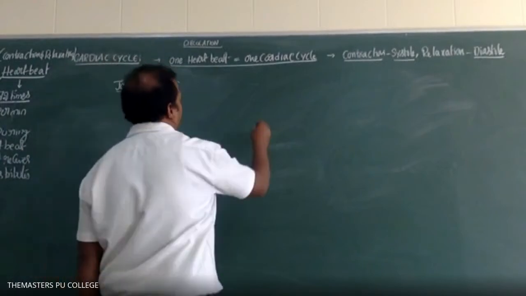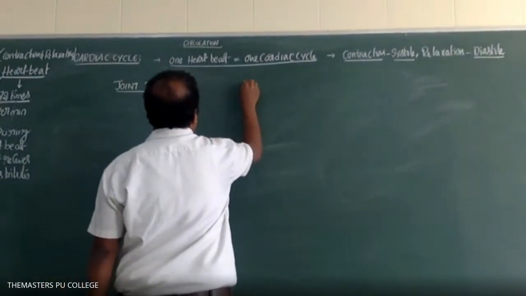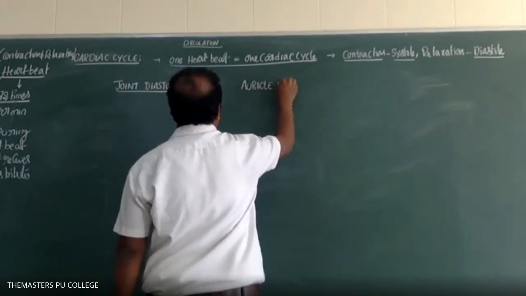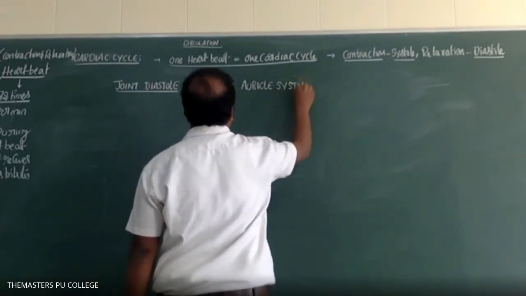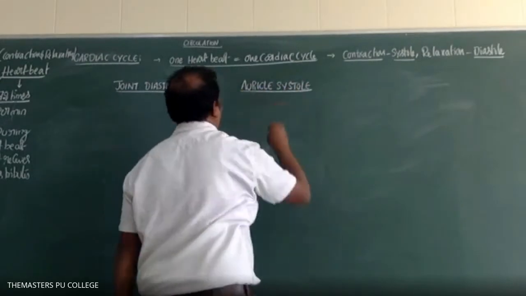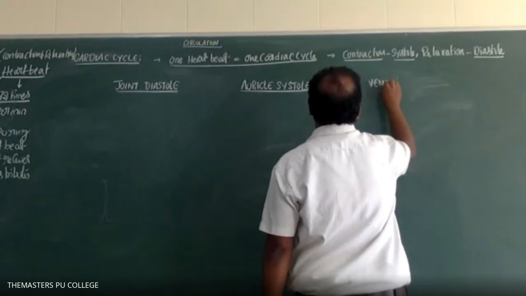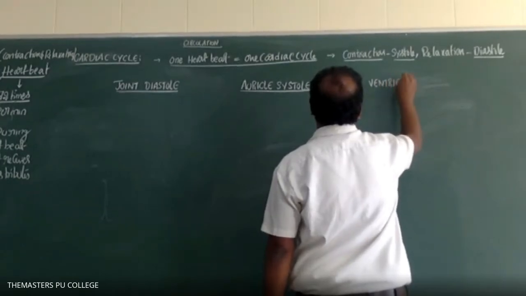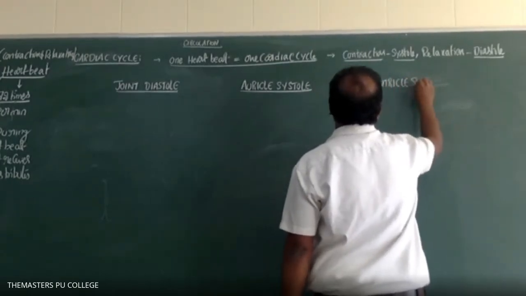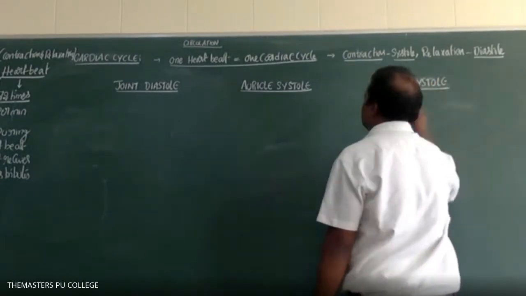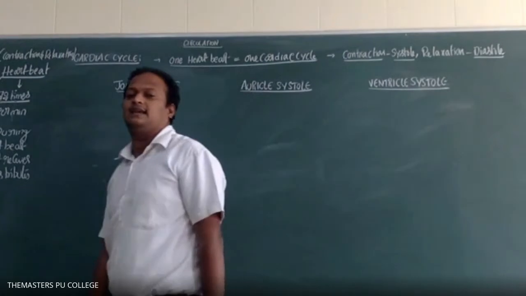Next one, auricle systole. Next one, ventricle systole. So what are the steps in one cardiac cycle?